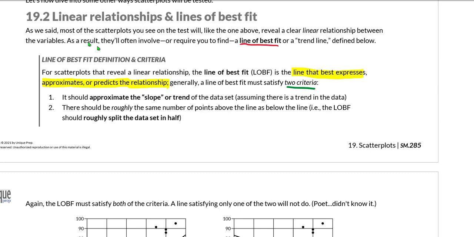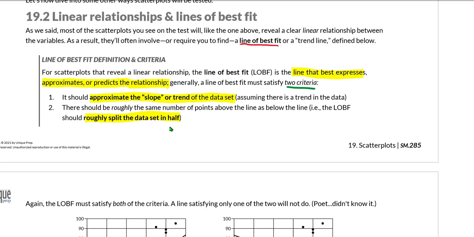Now, two criteria that a line of best fit must satisfy. Number 1, the line of best fit obviously should approximate the slope of the data set, or the trend of the data set. And number 2, the line of best fit should roughly split the set in half. In other words, there should be roughly the same number of points above the line as below the line.